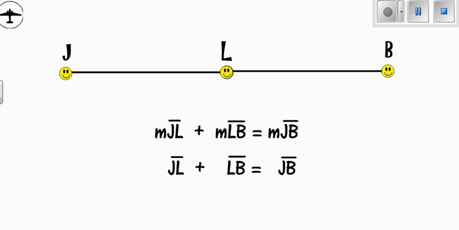But we can really write this or talk about this in a couple different ways. We could write M, standing for the measure of JL, plus the measure of LB is equal to the measure of JB. Sometimes it's written in a much simpler way, without that M there, but we do want to recognize this M means the measure of. That's why that symbol is there, for us to remember that it means the measure of. But sometimes, like I said, it's written just JL plus LB equals JB.